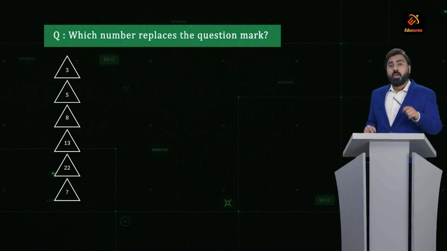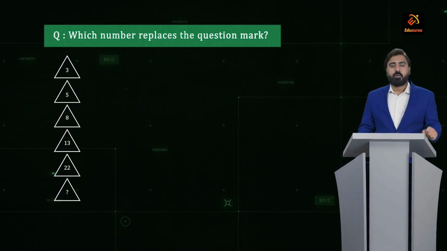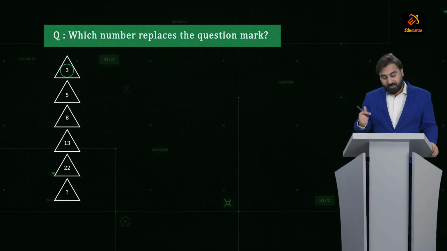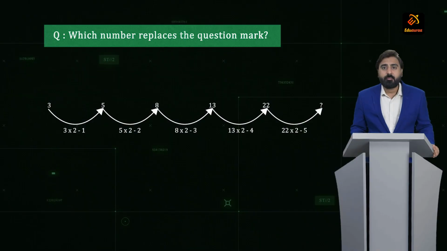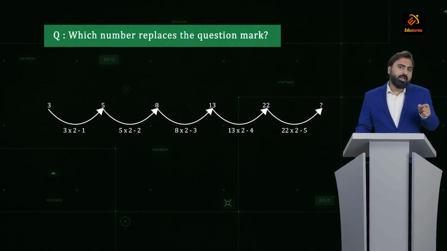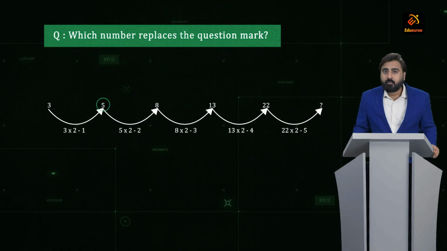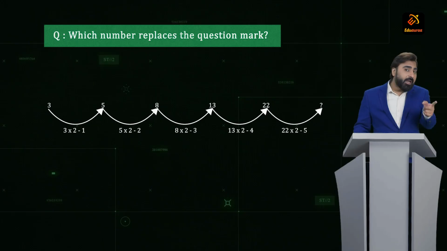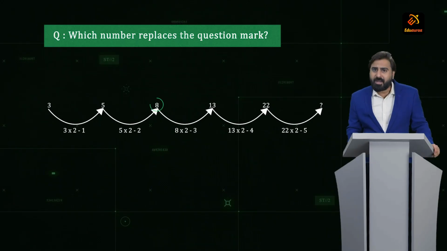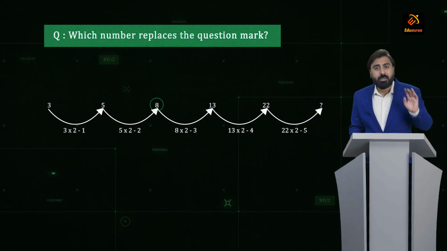Now students, if you see properly, what is the first number? It is 3. What is the second number? It is 5. So let's say, what is double of 3? 6. If I subtract 1, I get 5. So this logic fits here. Now consider the second number, 5. Double it, 10. Subtract 2, we get 8. Is it matching? Yes.